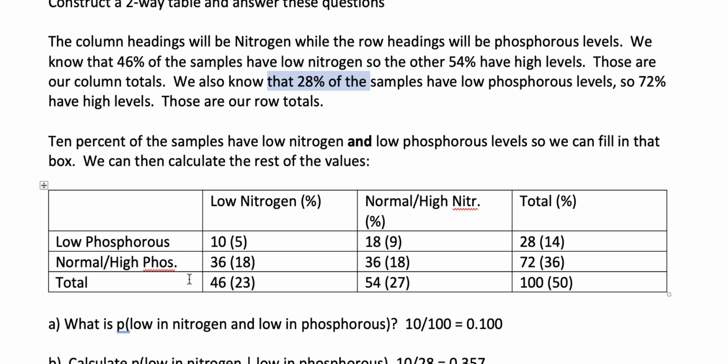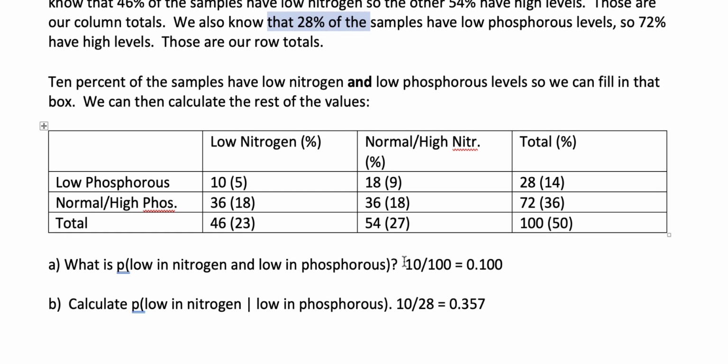So once I have these values, the row and column totals plus this 10, I can calculate everything else. So I have the 10 here, so that means that this 28 minus 10 would be 18, and I can just calculate everything. In the parentheses here, I have, instead of the percentages, the actual numbers of samples. So 10% of the sample of 50 is 5 samples, 36% of the 50 is 18 samples, etc.